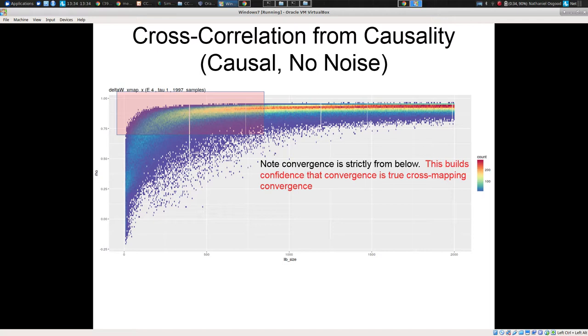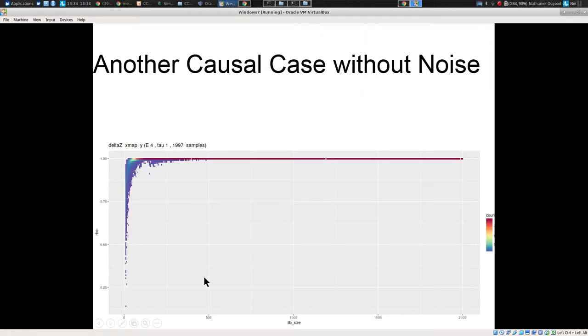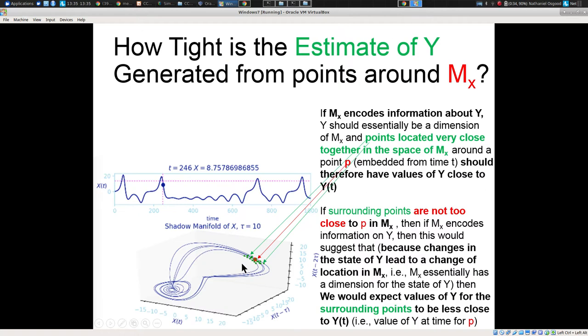Okay, now this is with no noise. This is a causal connection. This is another case with no noise. And you can see it just zips into essentially being perfect correlation in terms of being able to predict y based on the nearby neighbors. Why? No pun intended. Because y is driving x. Being nearby in state space as reconstructed from x means you're nearby in y. Your nearest neighbors in this space are dictated by the state space that's giving rise to it. And if it includes y, these are of necessity going to be close in y, and therefore the nearby neighbors in the state space are going to tell you a lot about y.